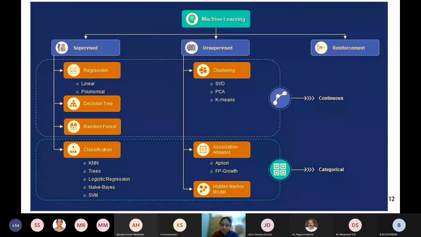Then we have classification, which can be either done through k nearest neighbors, the trees, or the logistic regression. Naive Bayes, it's based on the probabilistic model, and SVM is your support vector machine. Support vector machine is also used for both linearly separable, linearly non-separable kinds of data, where we try to come up with a hyperplane. We try to come up with a hyperplane which segregates two different kinds of the data.